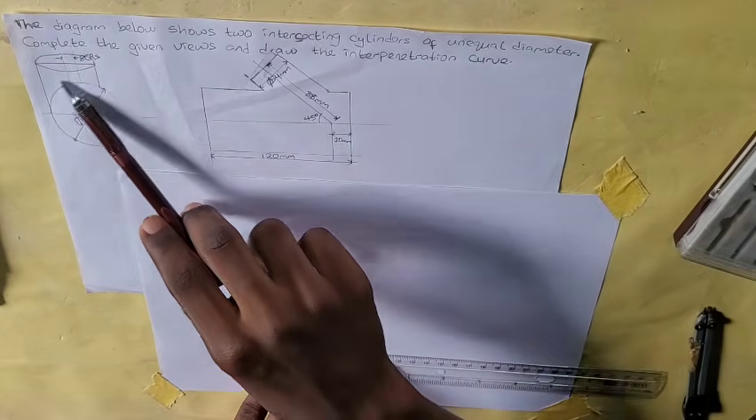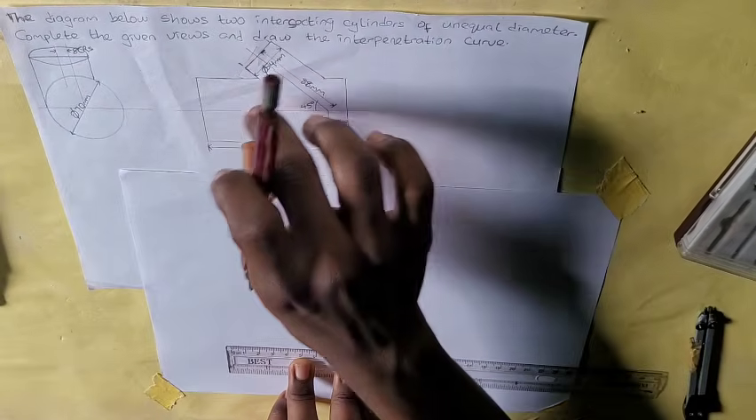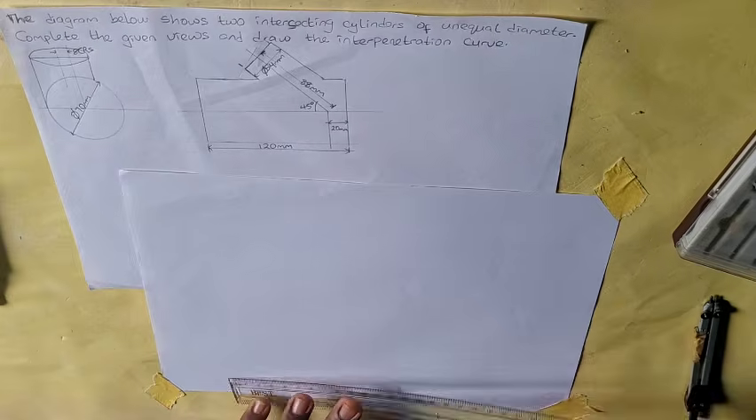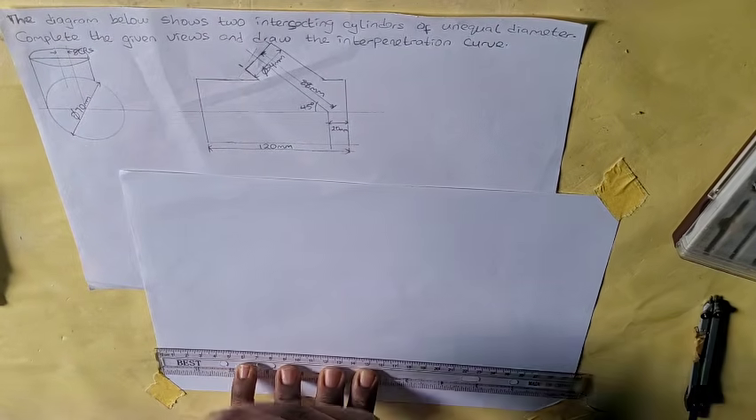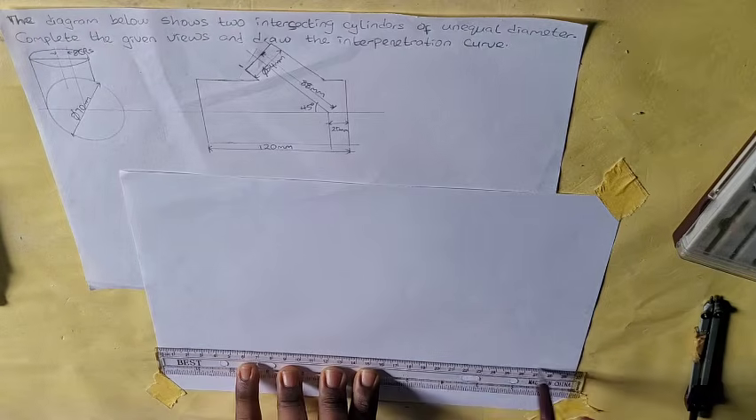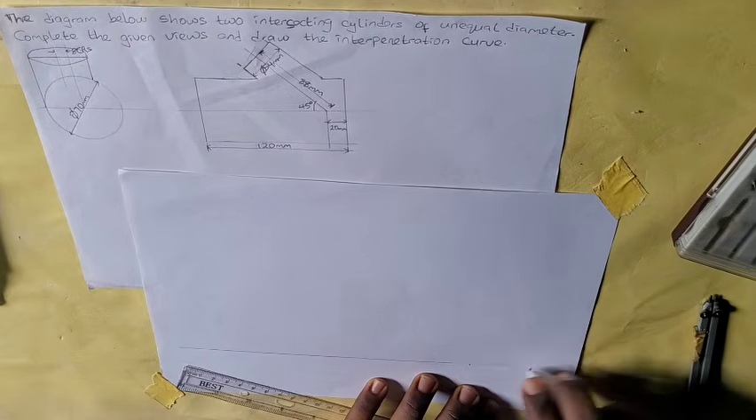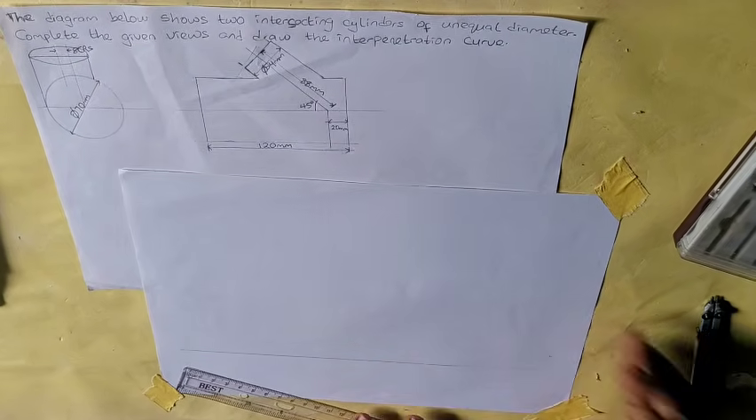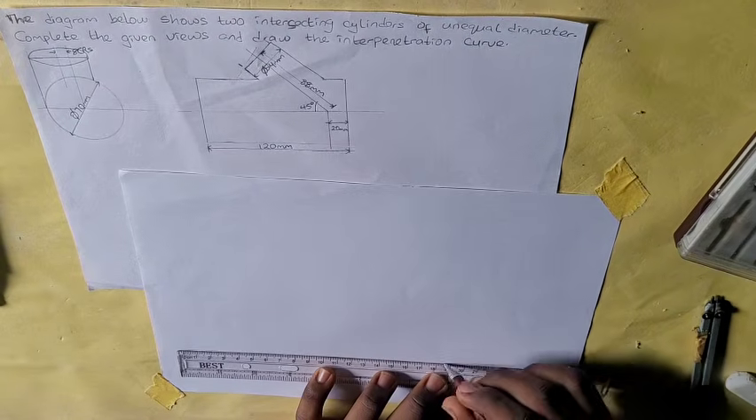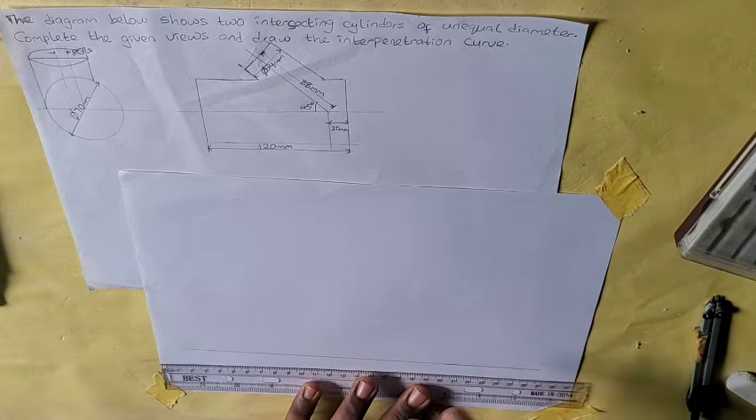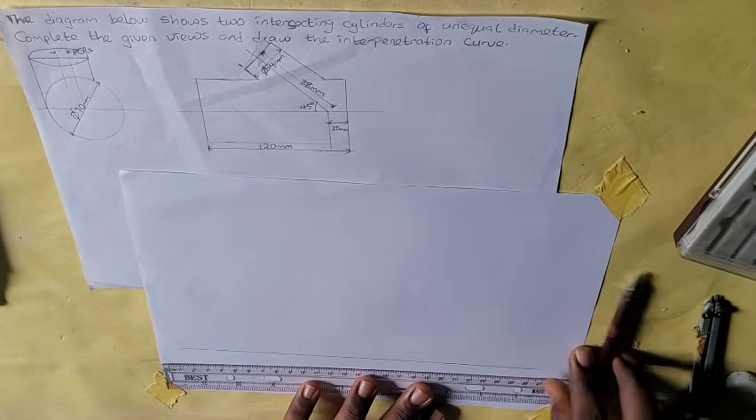We are first of all going to draw these two things on our sheets of paper. I'm first going to draw a baseline for reference. Then I'm going to start with the circle. The diameter of the circle is 70 millimeters.